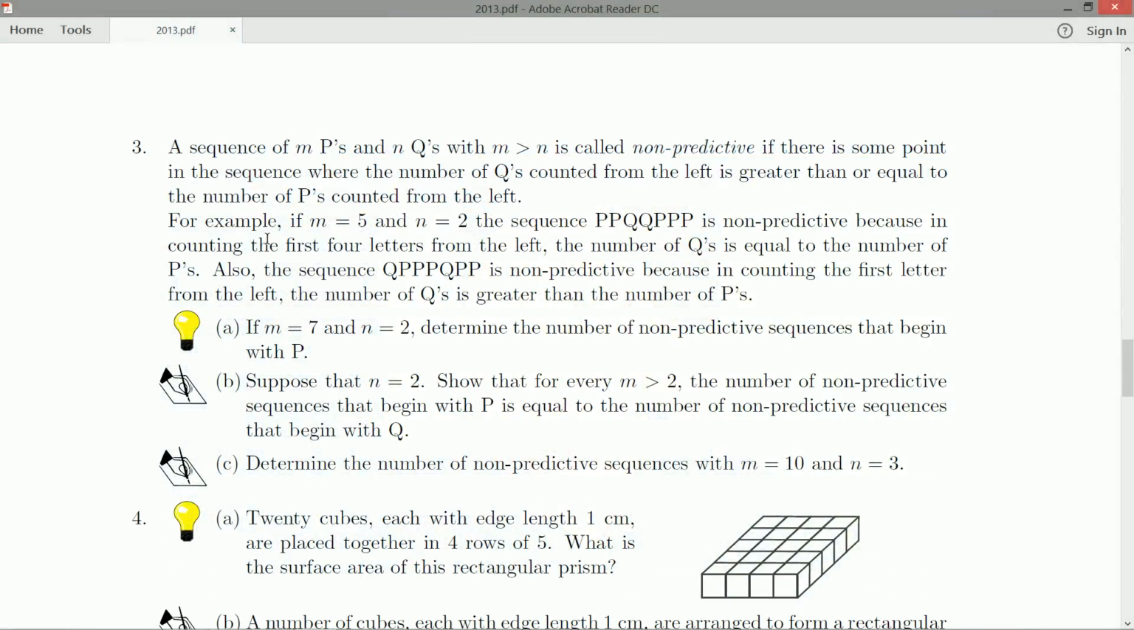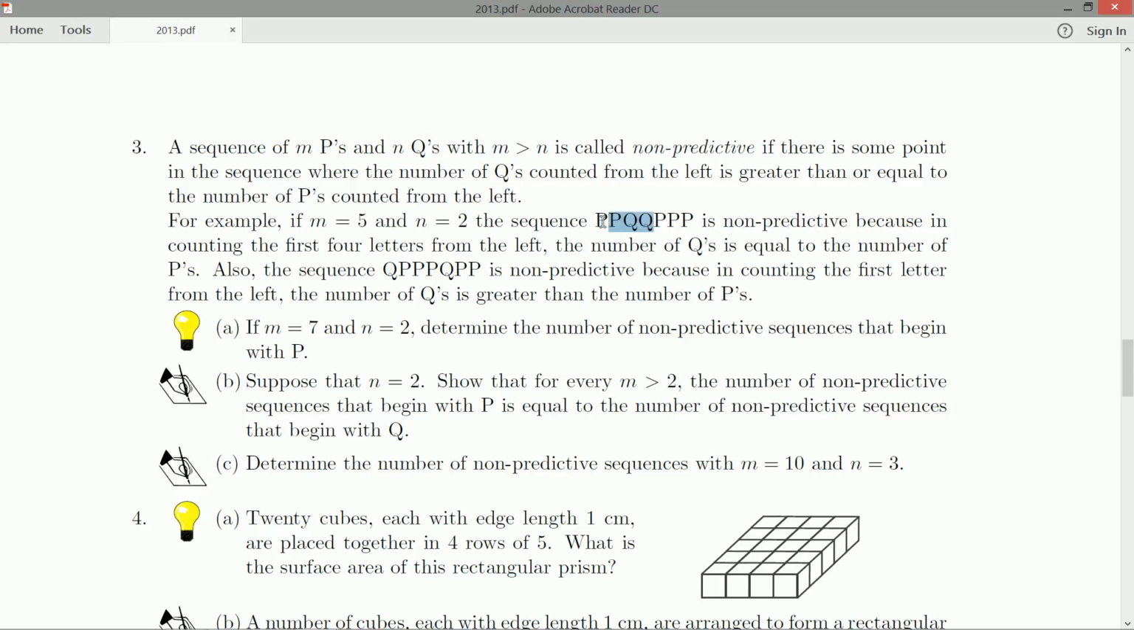Anyway. So here's an example. If m is 5, so 5 p's, 2 q's, the sequence pp, qq, ppp is non-predictive because in counting the first 4 letters from the left, the number of q's is equal to the number of p's. So at some point I can chop off some amount and there's either a tie or more q's than p's.